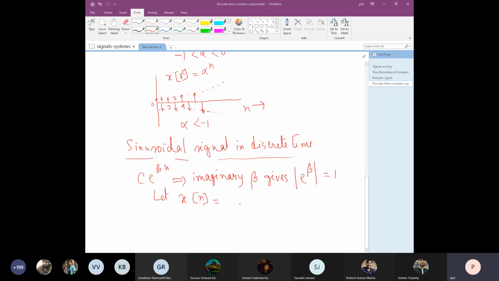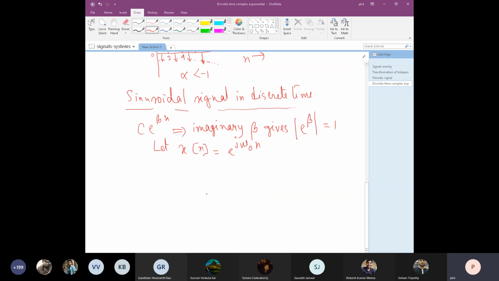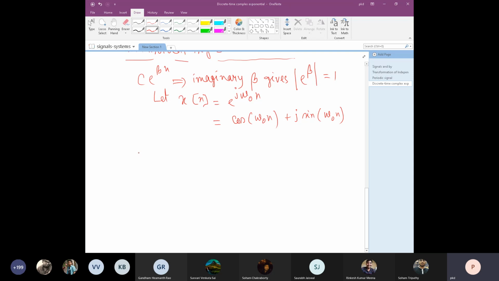x[n] equal to exponential of j omega naught n, which is analogous to our continuous counterpart. When we analyzed the sinusoidal signal, we took exponential of j omega naught t. Similar to that, here we are taking exponential of j omega naught n. So this is, of course, cosine of omega naught n plus j into sine of omega naught n. So we can take either a cosine or a sine signal.